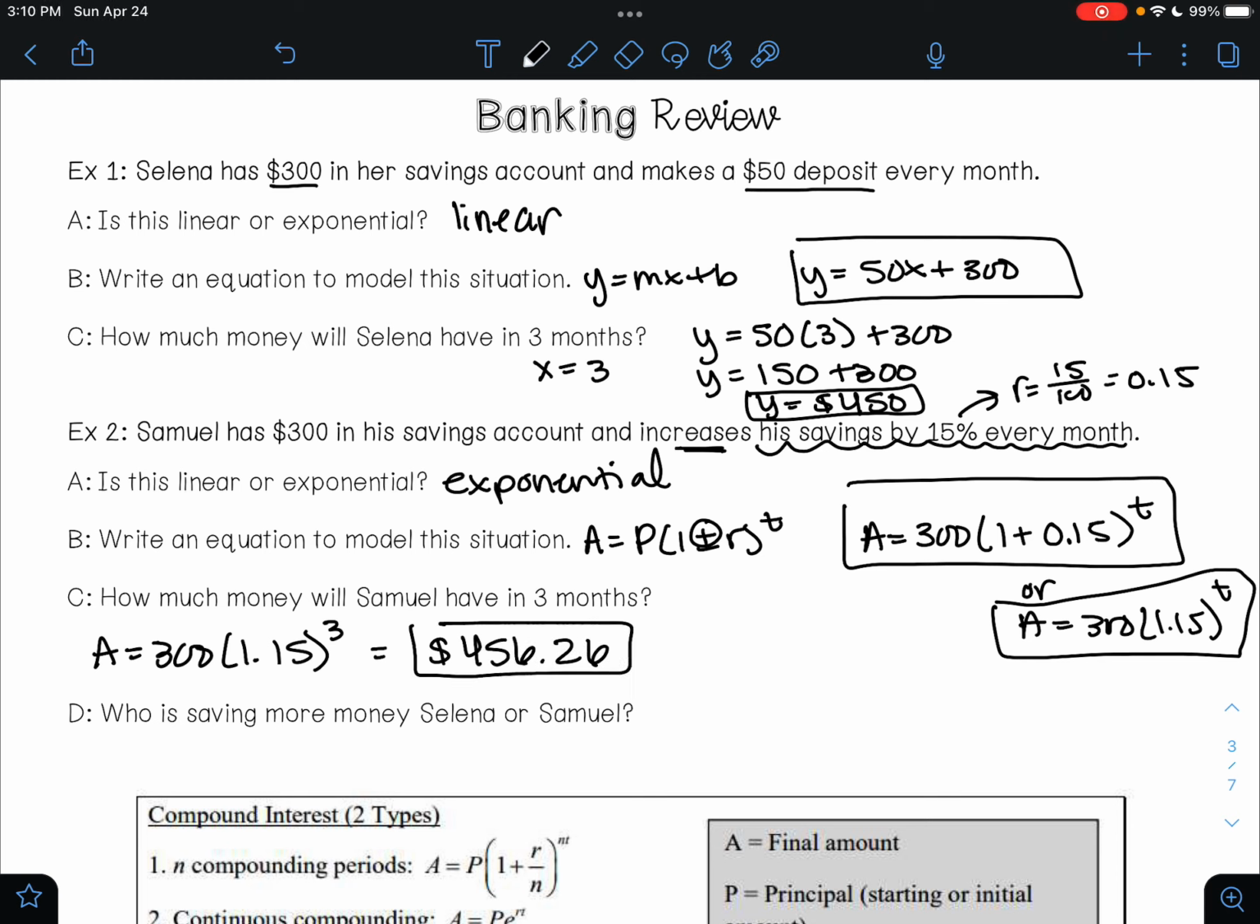And then part D says who is saving more money, Samuel or Selena? So Selena has $450 and Samuel has $456.26. So who has more money? Samuel.